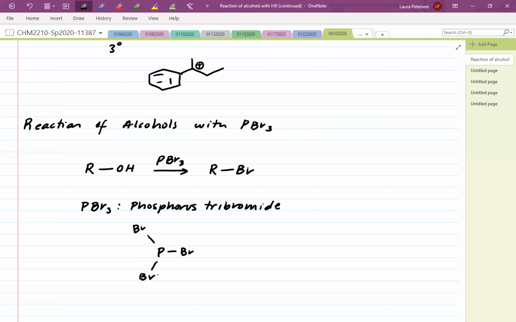Okay, so PBr3 is going to really serve two purposes in the mechanism, as we'll see. One is that it's going to allow us to basically activate the alcohol as a leaving group. The other thing is it's going to be our bromide source. Okay, so some key points about this mechanism.